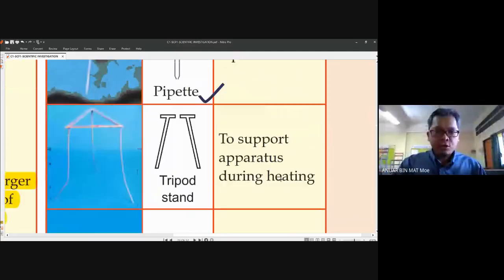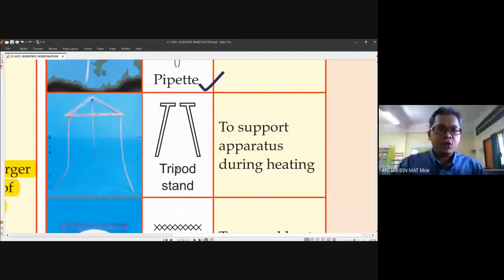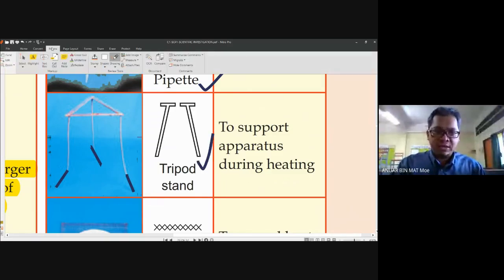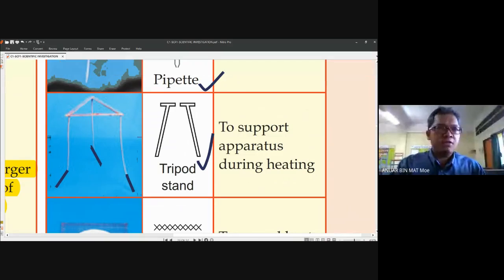So next one, this is what we call a tripod stand. Tri means three. Tripod means we have three legs. This one the first leg, the second leg, and the third leg. If you want to draw the tripod stand, no need to draw the three legs. Just draw like this. What is the function of the tripod stand? To support apparatus during heating.